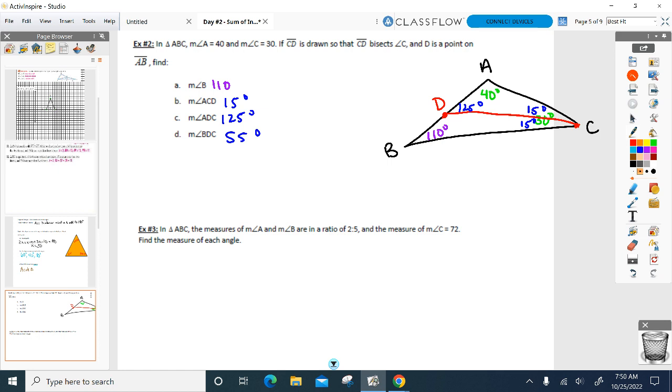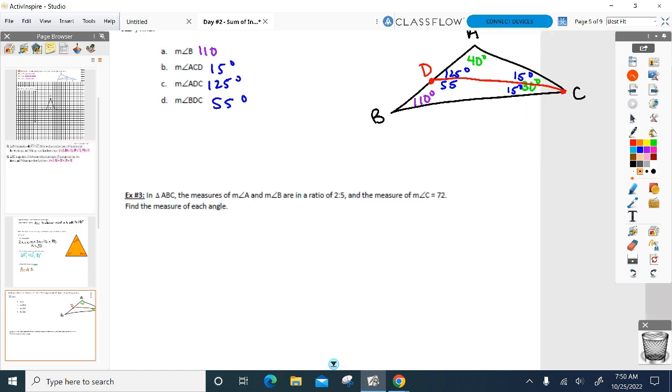Just to make it, you could have said, I got 110 and 15, subtracted them from 180 and got 55. Or you could have said, what was the relationship between that 125 we just found and 55? These are, come on, what right here? Linear pairs, so they're supplementary. Questions? All right, let's keep trucking.